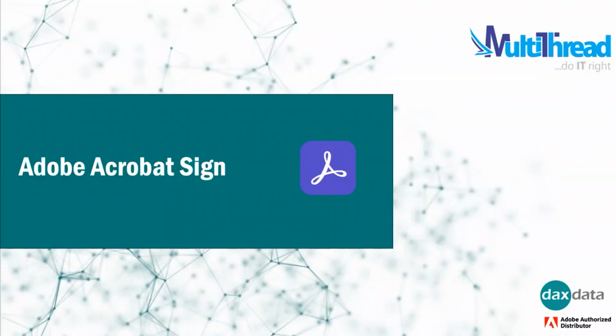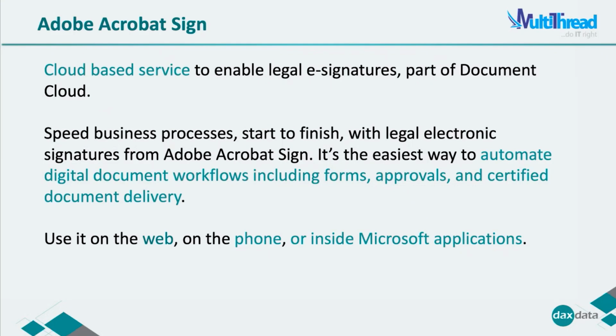Okay. And now, last but not least, let's look at Adobe Sign. All right. So Adobe Sign is a cloud-based legal e-signature solution that is part of the document cloud. It has a separate license, right? It can be used to automate digital signature workflows from forms approvals to certifying document delivery, and it is available on all platforms. So whether it's your mobile phone or whether it is your laptop, it is available, and it is also integrated directly into the Microsoft applications.